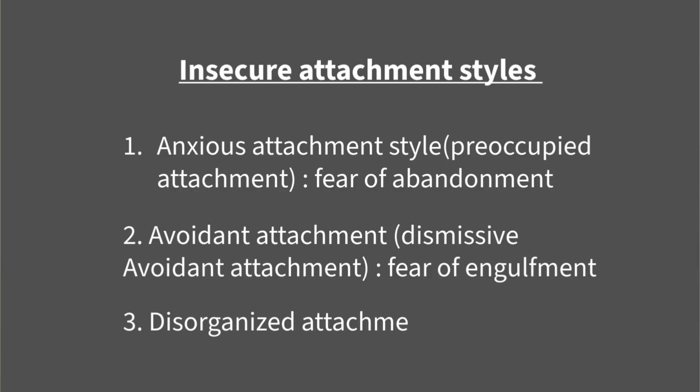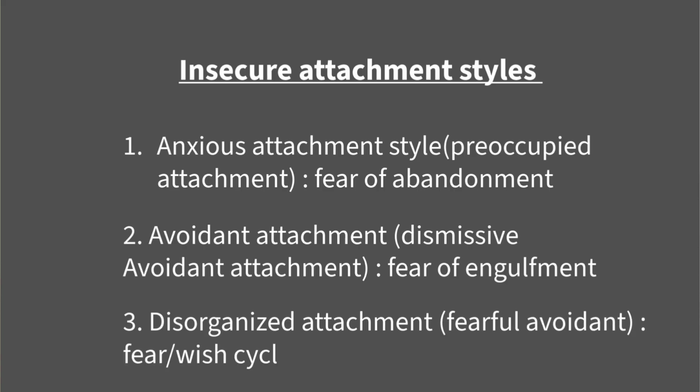The last but not least is the disorganized attachment, which is the fear-wish cycle. This is the most complex style and it's often called the fearful avoidant attachment. It develops in environments where the caregiver is both the source of comfort and fear, for example when there is abuse, parental substance abuse, or unpredictable volatility. The child is caught up in an impossible double bind, whereby their survival instincts tell them to seek their parent, but their protective instincts tell them to flee from the parent.